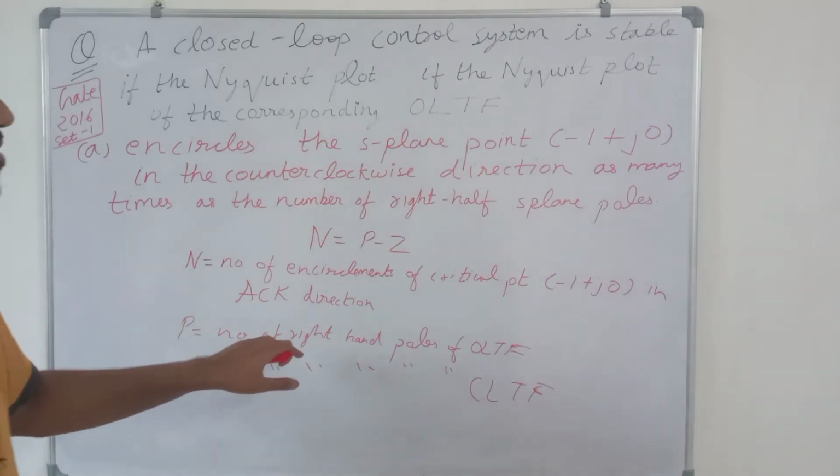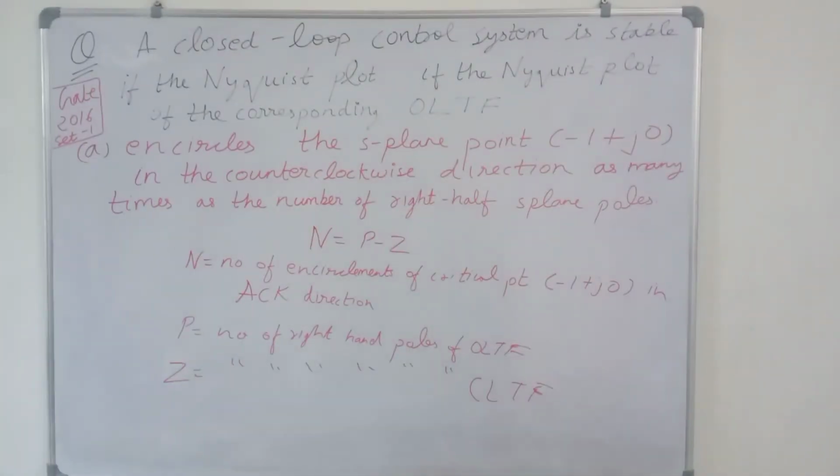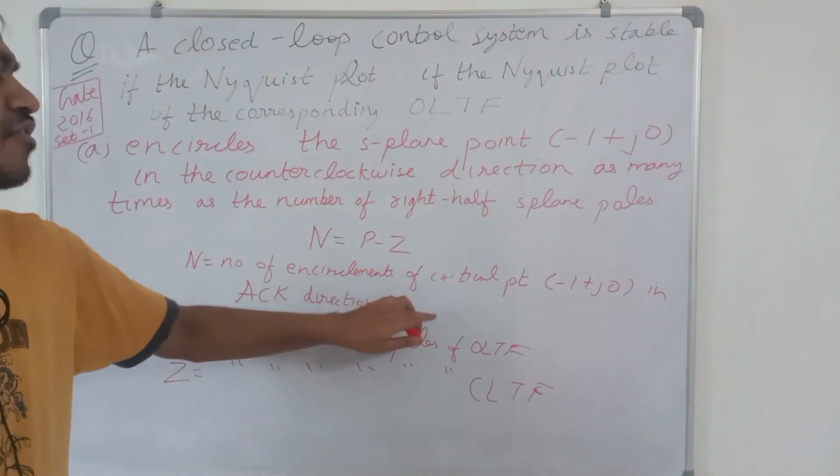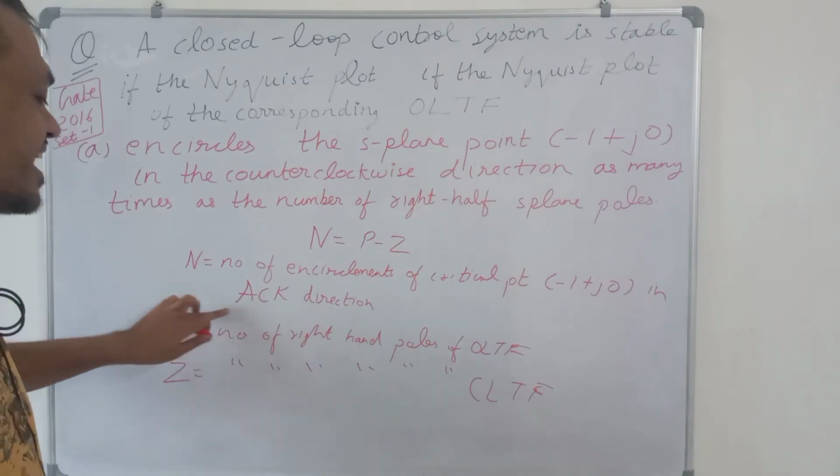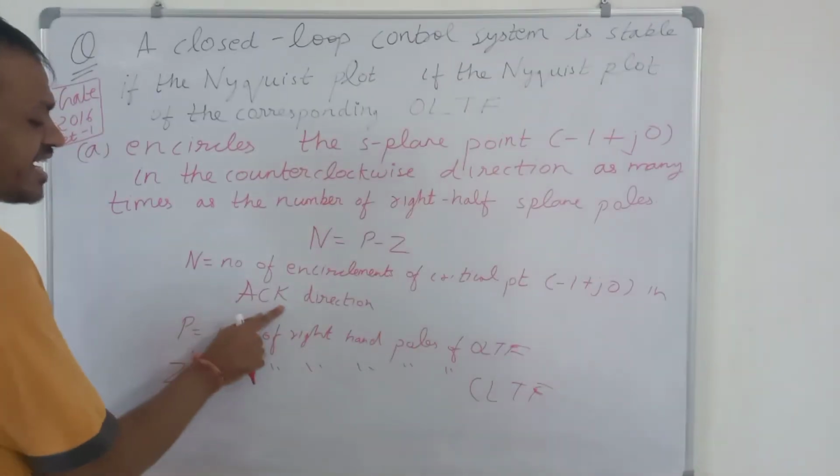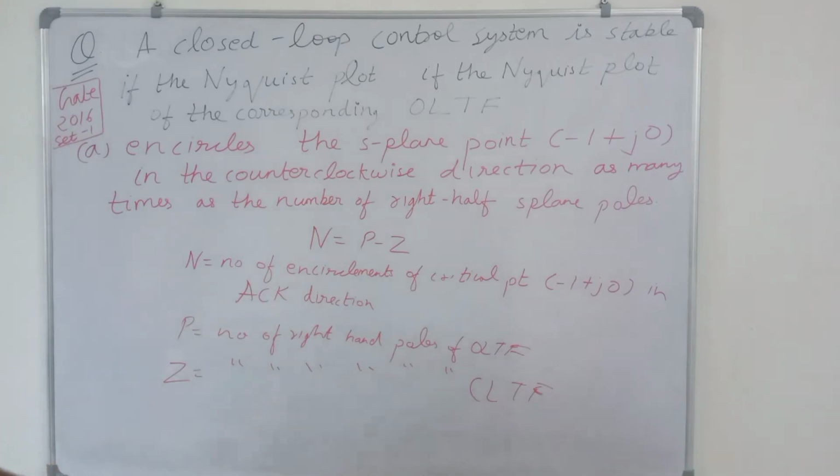P is the number of right hand poles of the open loop transfer function OLTF, and N is the number of encirclements of the critical point in the anti-clockwise direction. So it is very important that it is in the anti-clockwise direction only.